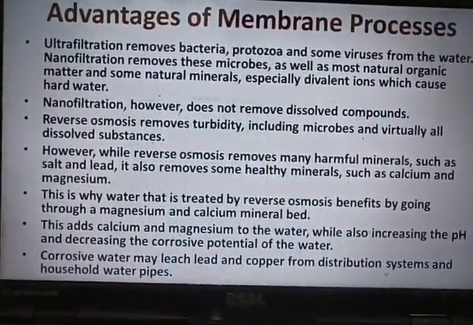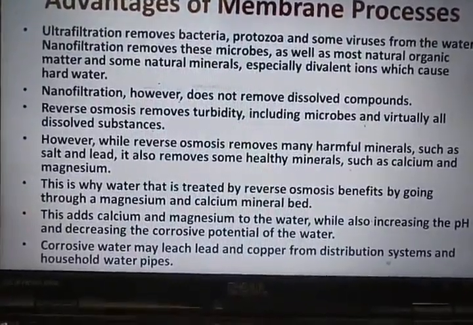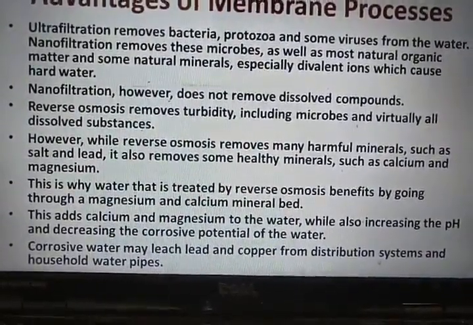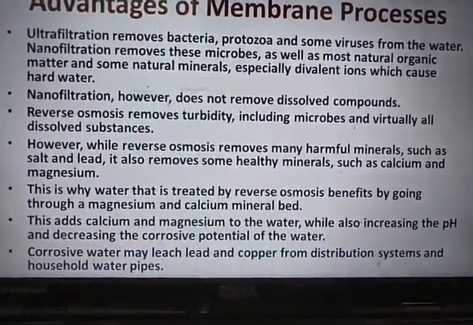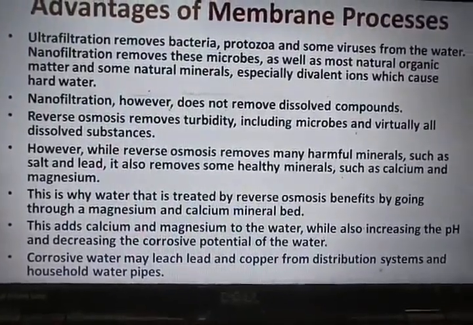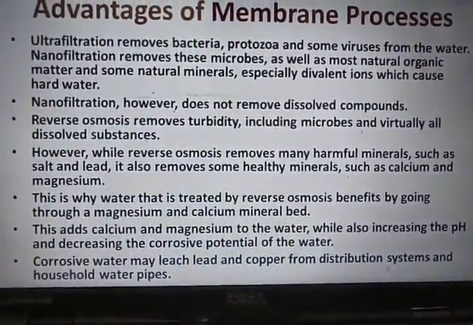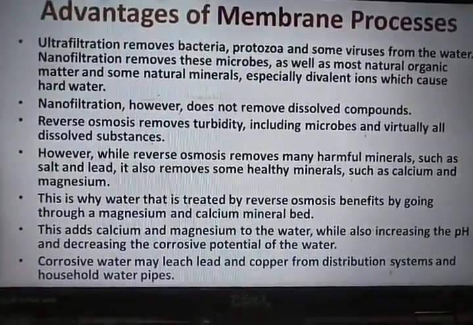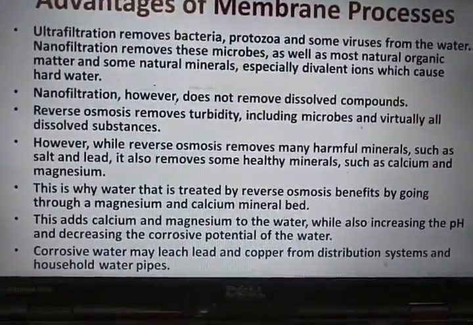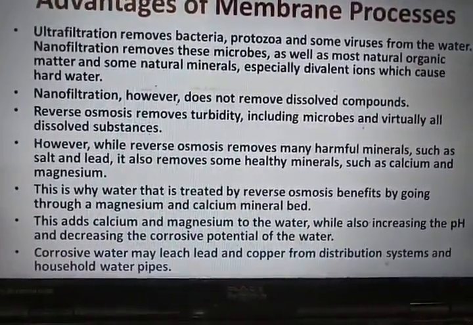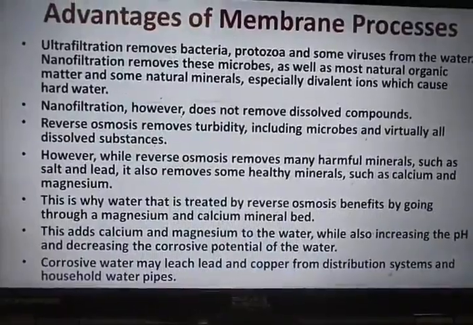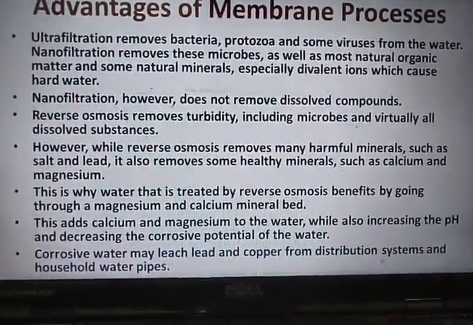However, while reverse osmosis removes many harmful minerals such as salt and lead, it also removes some of the healthy minerals such as calcium and magnesium, which are required by humans. That is why water treated by reverse osmosis benefits by going through a magnesium and calcium mineral bed. The membrane will not understand that it is also removing the essential minerals. That is why the water treated by reverse osmosis can be passed through a bed of calcium and magnesium, thereby increasing the mineral content in the water before it is supplied to the consumers.